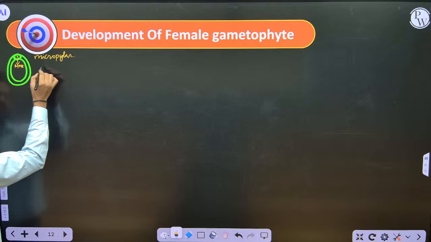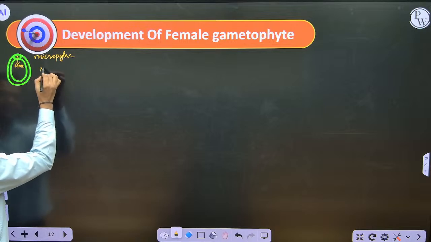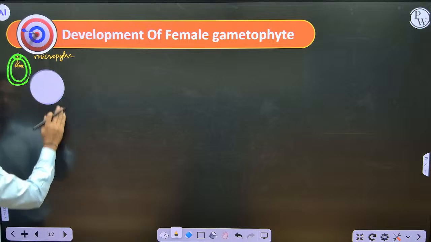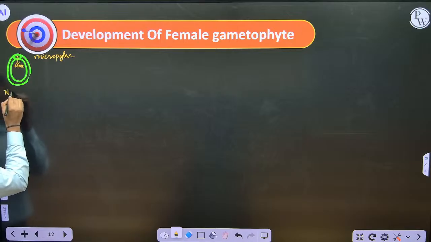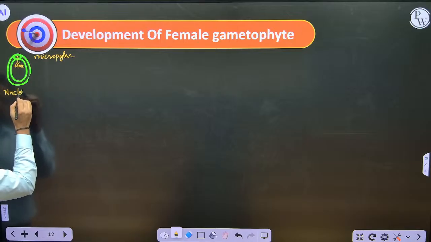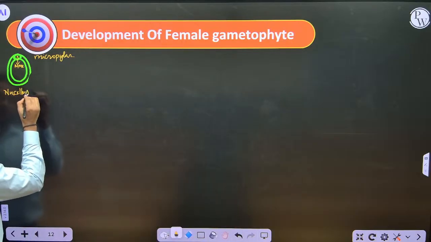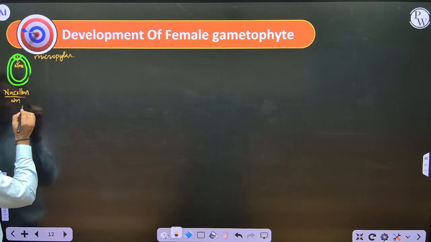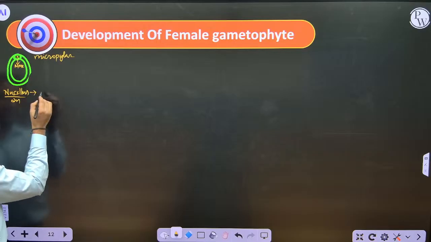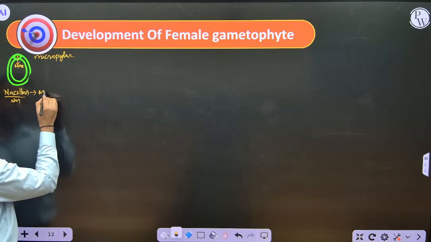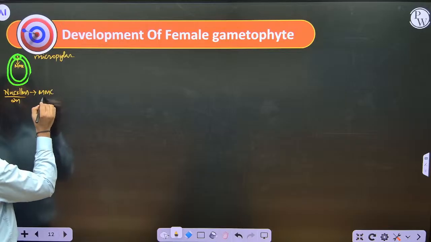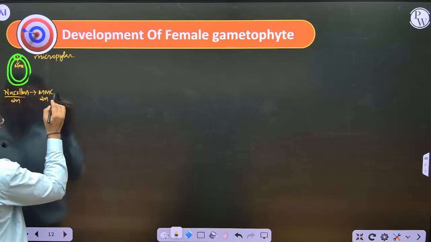So this megaspore mother cell, see, initially there was what? There was a nucellus cell here, which is diploid in condition. So one nucellus cell will become the megaspore mother cell, which is also 2n in condition.